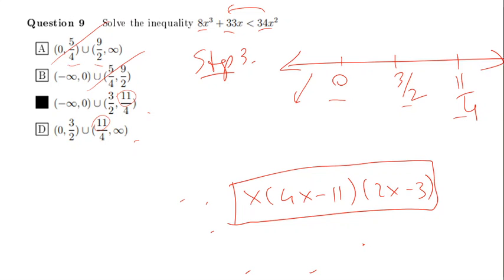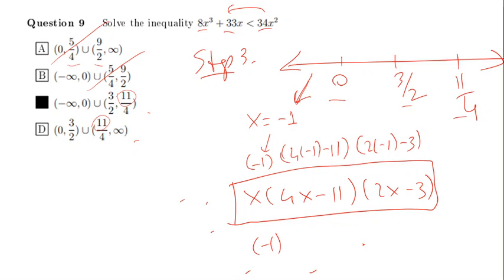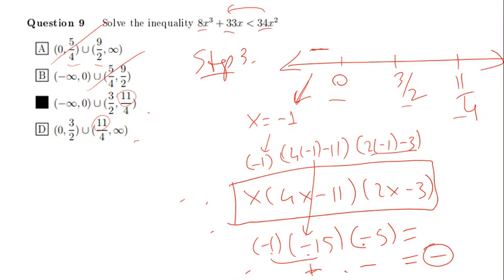So take a number from here, like x equal to -1, and let's put it here. This is -1 times (4 times -1 minus 11) and (2 times -1 minus 3). So this will make -1 times -15, and this will make -5, and this is minus times a minus value, plus times a minus value. This will be minus, so we say it will be minus.